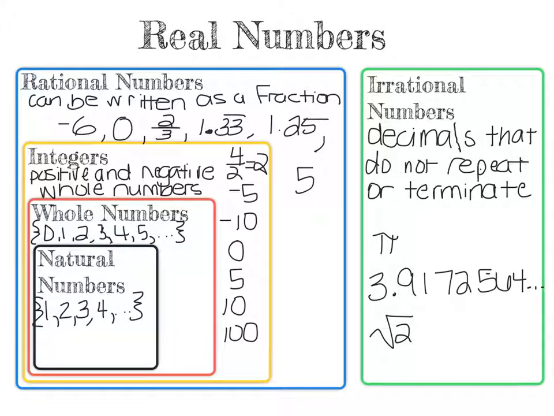Moving up, we see that the natural numbers and the whole numbers are both inside the integers box. That means that whole numbers and natural numbers are also integers. Since the integers is inside the rational numbers, then that means that integers are also rational numbers. And since whole numbers and natural numbers are smaller groups of integers, they are also rational numbers. Rational numbers and irrational numbers are all real numbers.